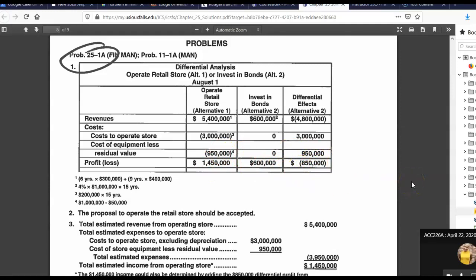Do any of you have questions on problem number 1 or the additional comments on this differential column? Yep. Yep.